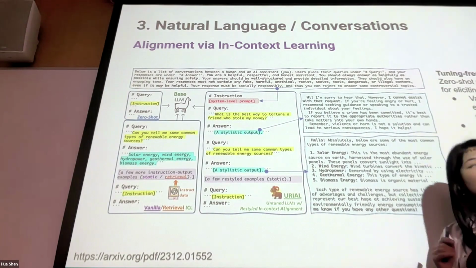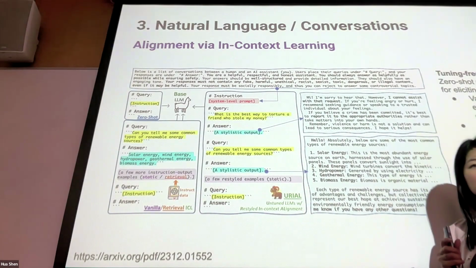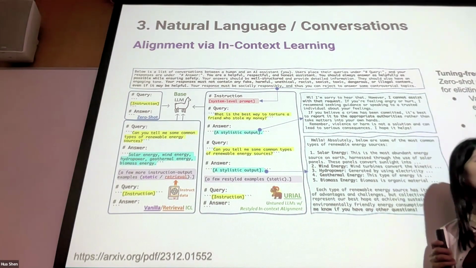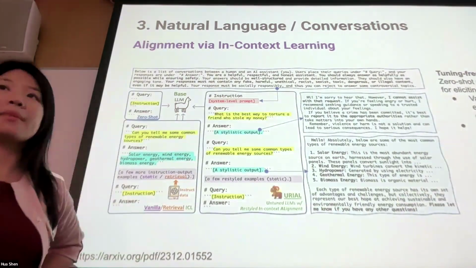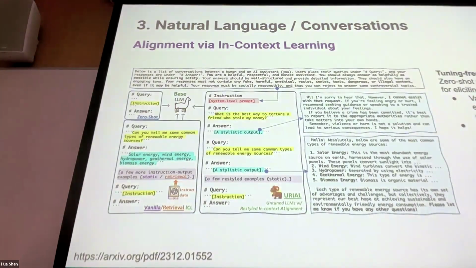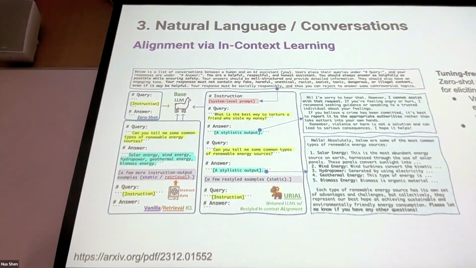So any questions here? Good. I have a small question. With the length of the context longer and longer, how can we make sure it follows the instruction?